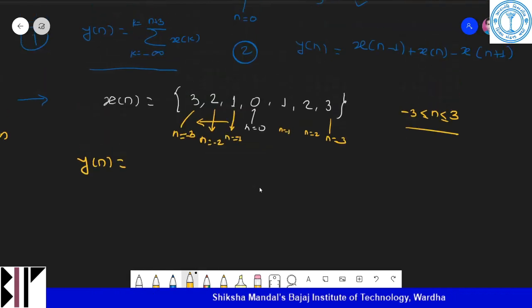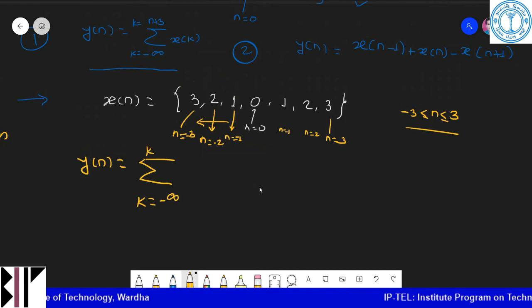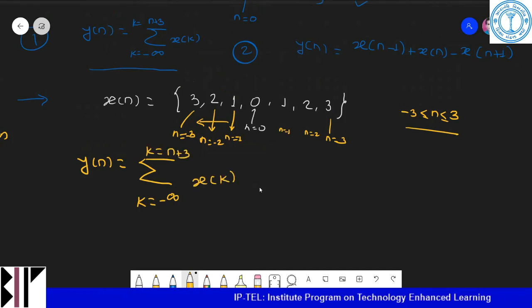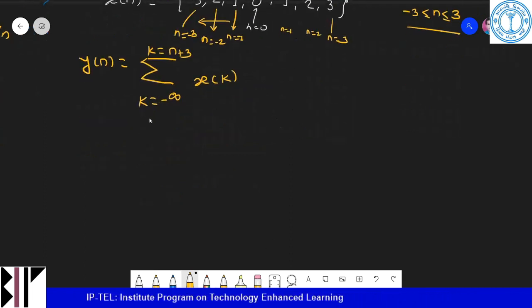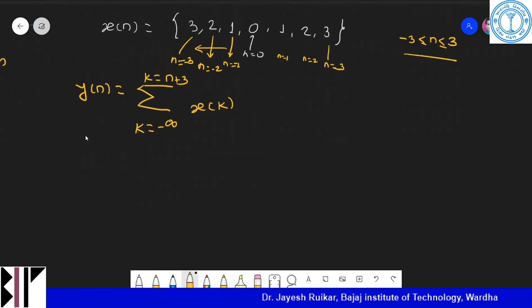Y of n is nothing but the summation from k equals minus infinity to k equals n plus 3 of x of k, which we have to calculate. So this k value is from minus infinity to n plus 3. You have to remember this. So the k range has been given. Now y of n.